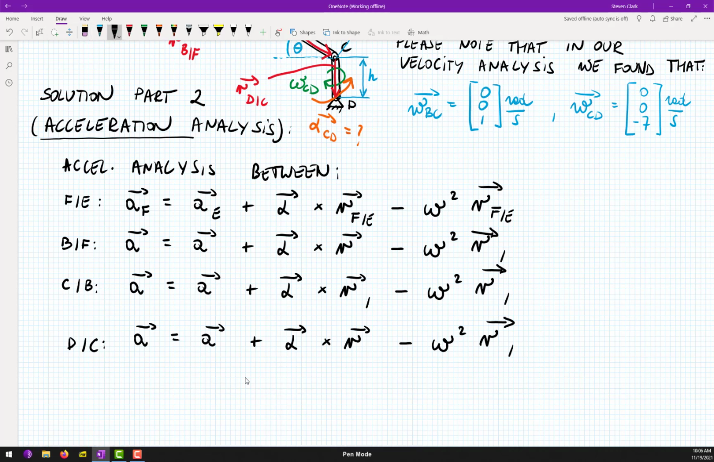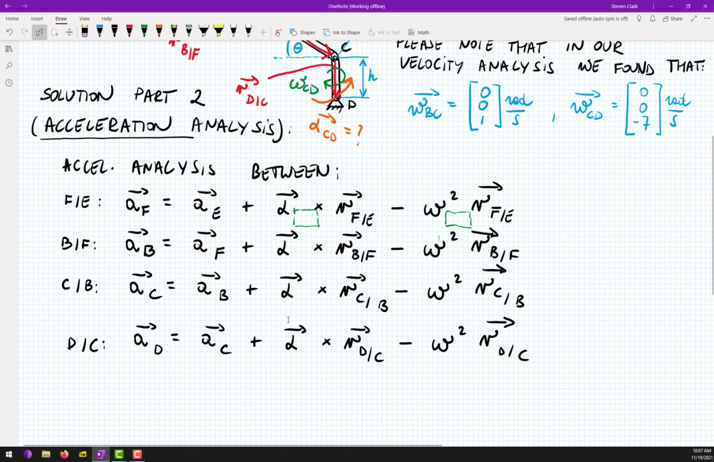Okay, so in here I will just put B, F, B with respect to F, C, B, C with respect to B, D, C, D with respect to C. Okay, guys. Can at least one of you tell me what subscript I should put here? Omega of what body and alpha of what body is here?